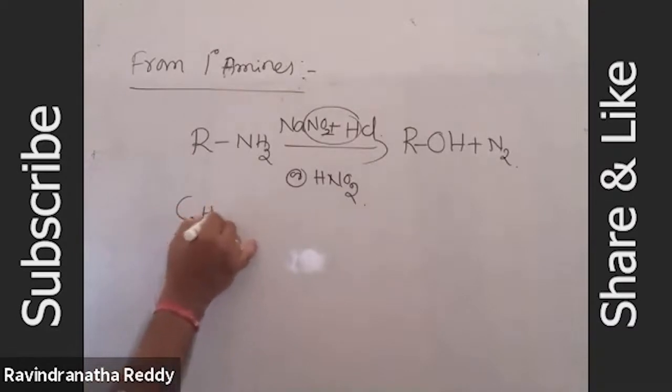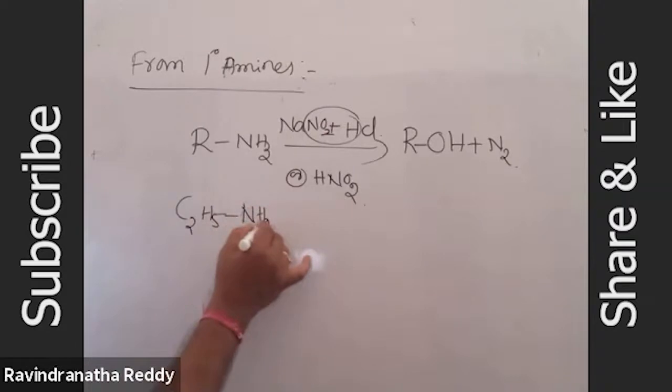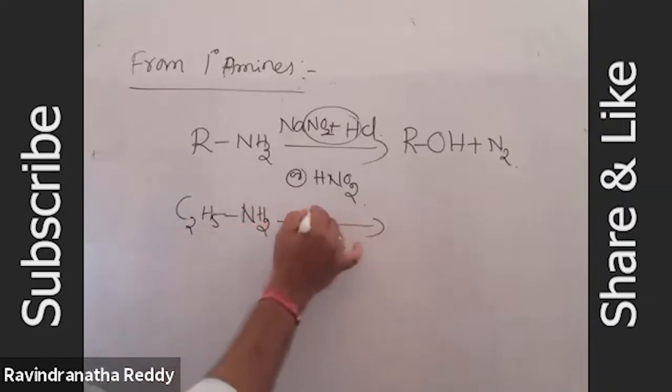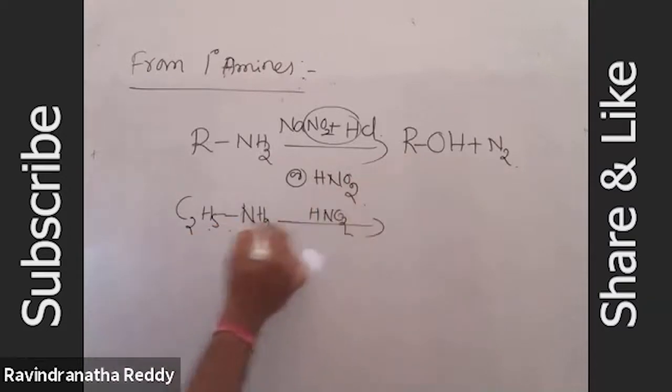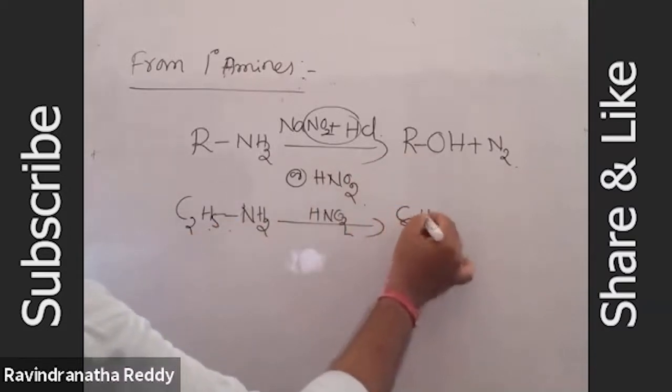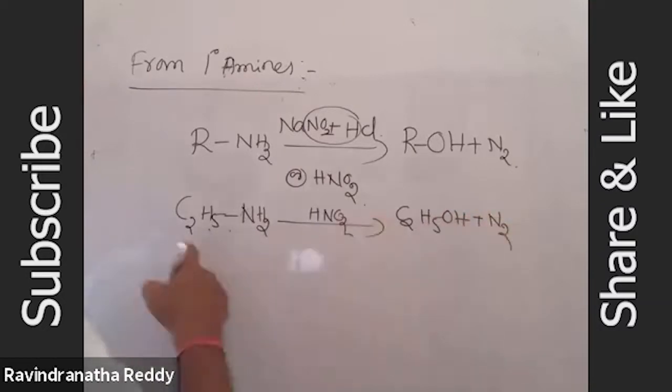Suppose in this reaction ethyl alcohol is the product. The starting material is ethyl amine. So ethyl amine with HNO2 gives ROH, meaning C2H5OH, ethyl alcohol, plus N2. Don't take methylamine here. Methylamine does not give alcohol, it gives ether. The mechanism there is different.